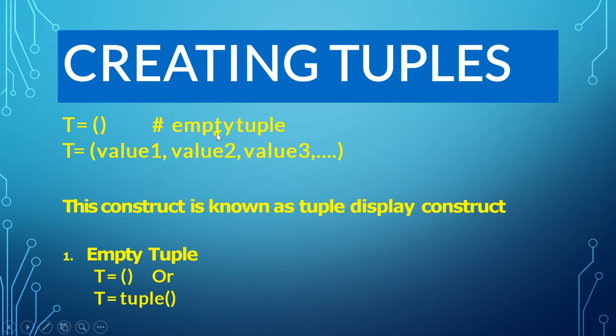Now creating a tuple. So t is equal to, this is the empty tuple. So t is equal to value 1, comma, value 2, then value 3. This construct is known as the tuple display construct. Here you can see this is an empty tuple. In this way you can create an empty tuple, or you can write t is equal to tuple.